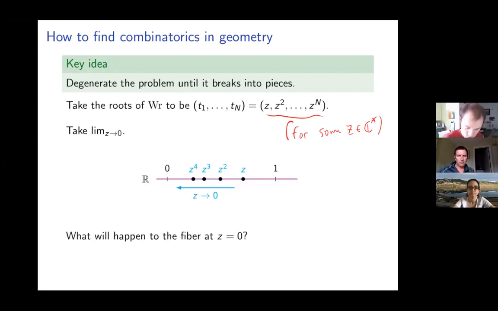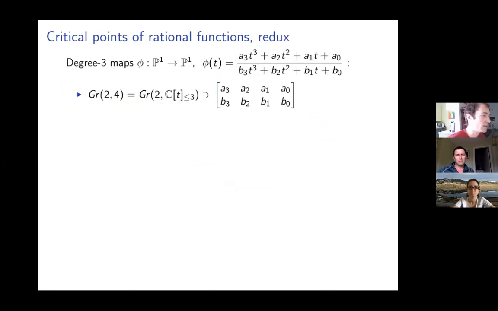Okay, so I want to illustrate this with an example, and the example is cubic rational functions, because this one is small enough to write down. So this is hearkening back to the beginning of the talk. Degree 3 maps from P1 to P1. Such a map is given by writing out a ratio of 2 cubic polynomials, and you can just put those coefficients into a 2x4 matrix.